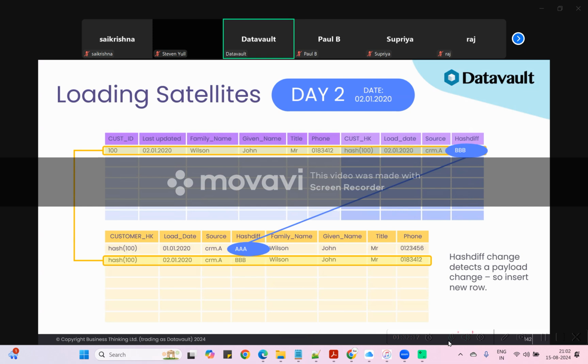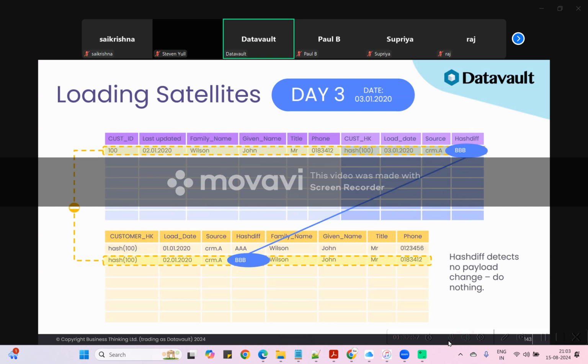Day two, that customer has asked us to use a different phone number. So you can see there the hash diff, the hash of the payload columns, is now different from the day before because the phone number's changed. By detecting that change, by comparing the hash diffs, we've decided that we should now load a new row into the record set. And now I've got two records in there for the customer, with different dates on them, and the reason there are two rows is because there's been a change in that data set.